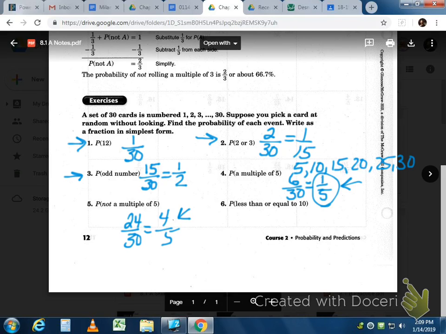What about the probability of less than or equal to 10? How many cards are less than or equal to 10? 10. How many cards altogether? 30. So what's the probability of getting less than or equal to 10? 1/3. Are there any questions? So this is the homework. Yep. It's easy.